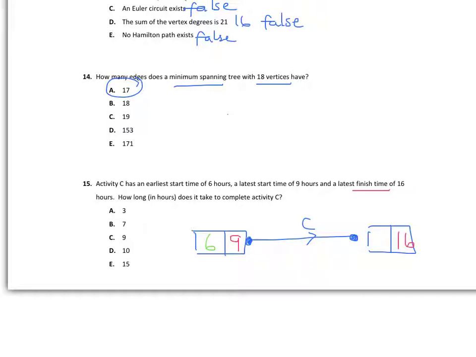Now by doing my backward scan, I know that this number 16 minus the duration of the activity gives me the number that goes here. So in order to get 16 minus something equals 9, that means C had to take 7. So our answer there is B.